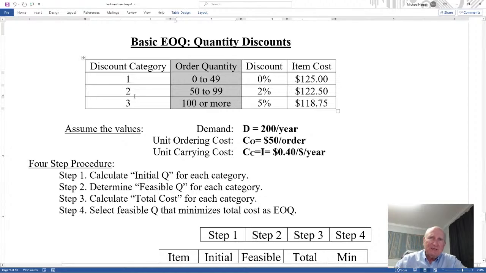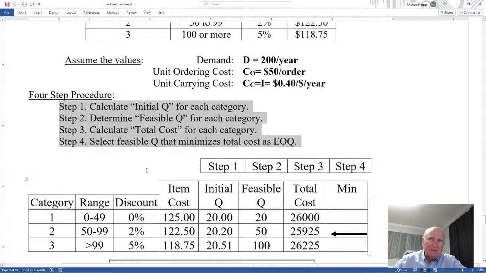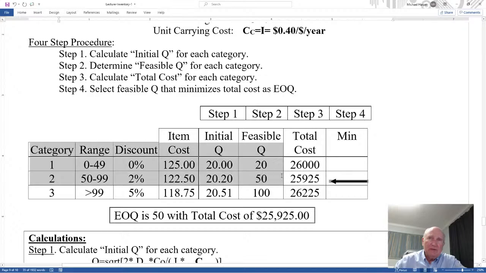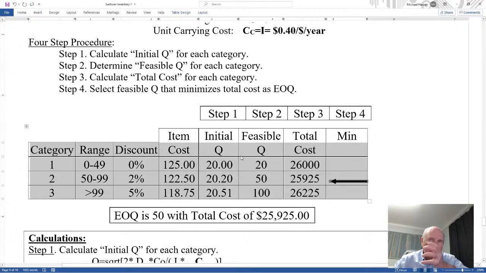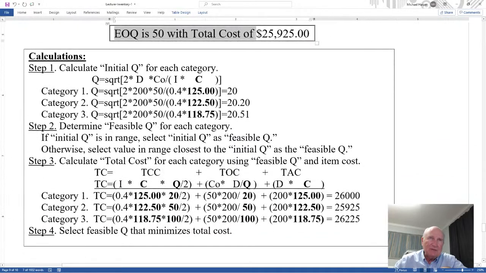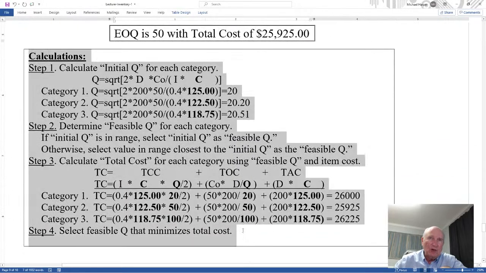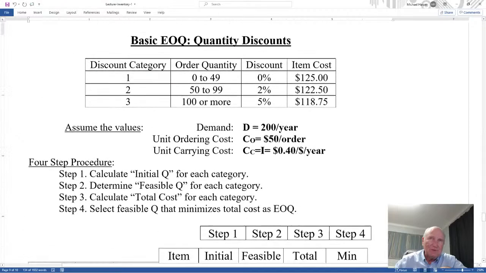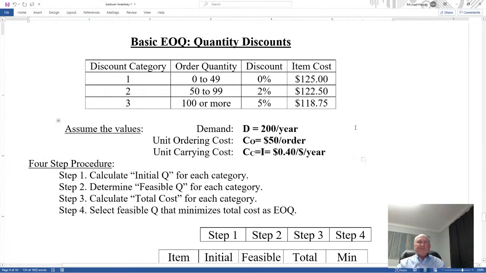It's a four-step procedure right here. Here are the 4 steps. Here's a table that's actually doing the 4 steps. Here's the answer, and down here are all the calculations going into the 4 steps. Okay, so let's do it.